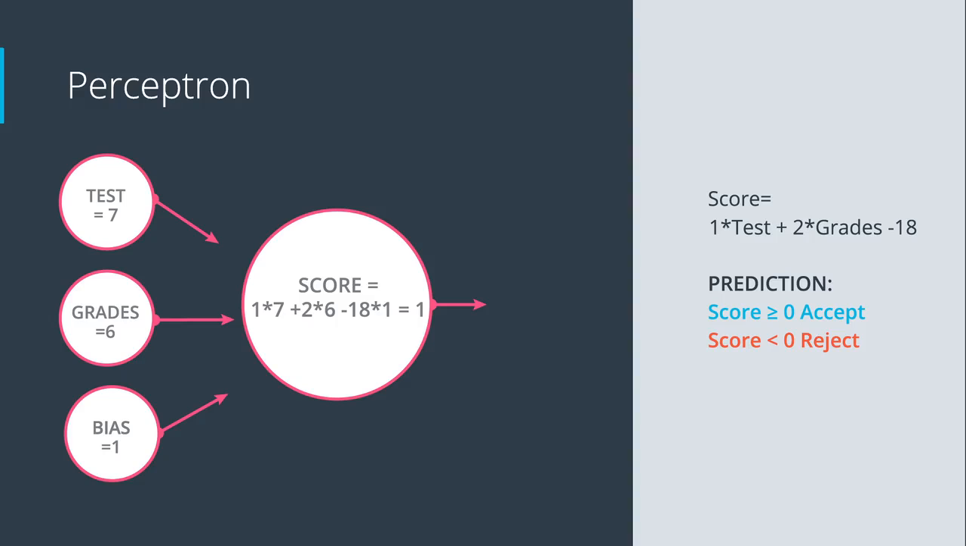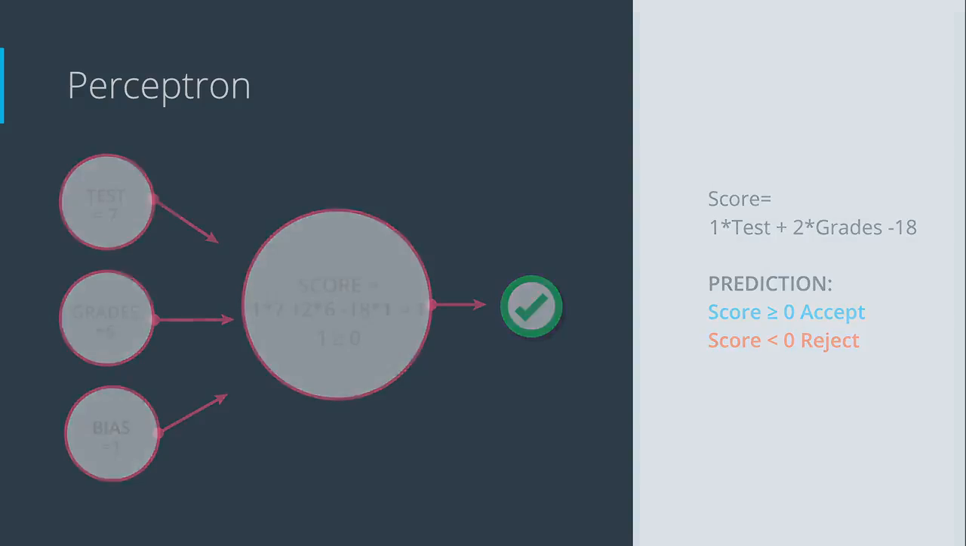Then it adds them, and finally it checks if the result is greater than or equal to 0. If it is, then the node returns a yes or a value of 1. And if it isn't, then the node returns a no or a value of 0. In this case, since the equation returns a 1 and that is greater than 0, then this node will return a value of 1, signaling that the student gets accepted. We'll be using both notations throughout this class, although the second one will be used more often.